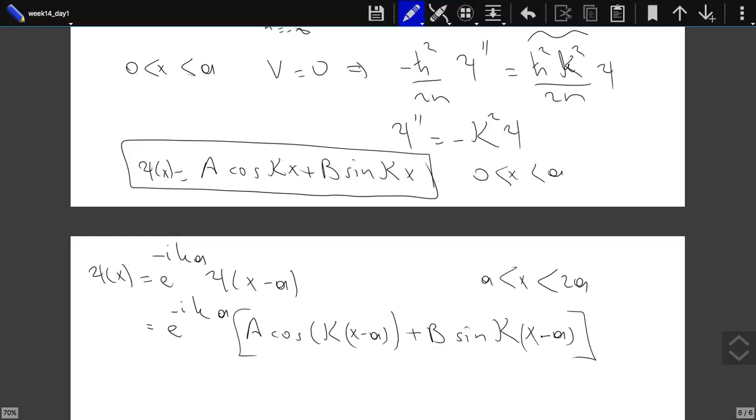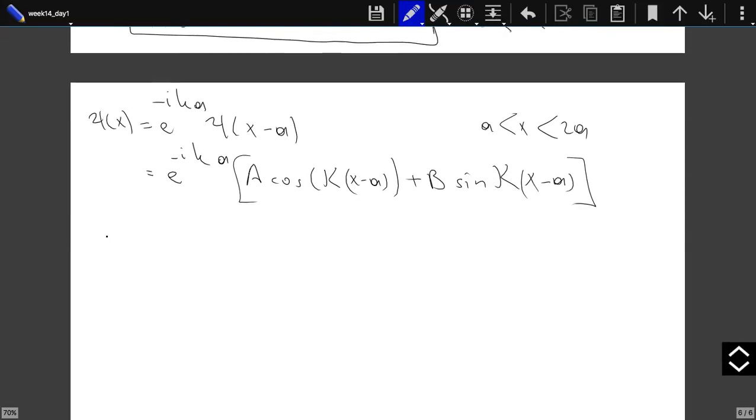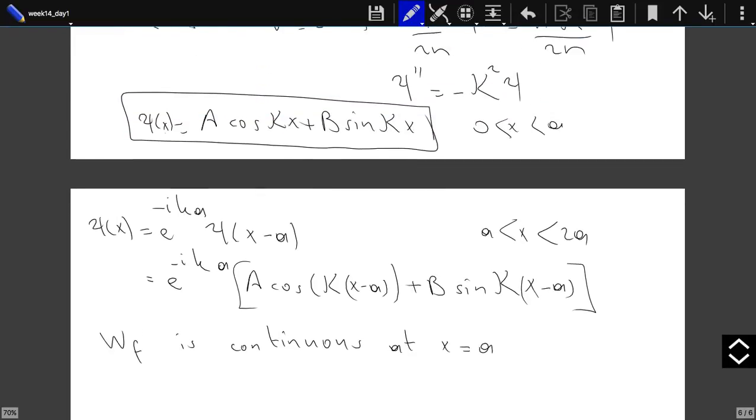Well, one of these constants is arbitrary. It just fixes the normalization. You can just choose A to be 1 or whatever you like. So we basically have two unknowns. We don't know kappa, and we don't know A over B or B over A. So we need two equations to determine the eigenvalues. One of them will be the continuity of the wave function. At x equal to a, it should be continuous.